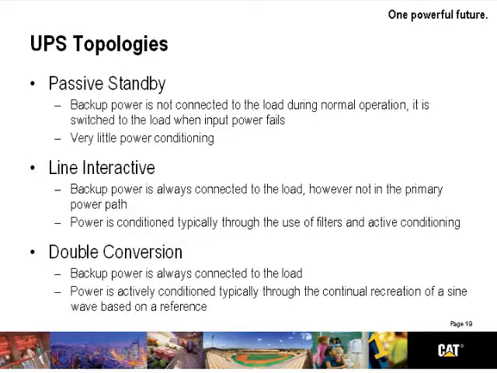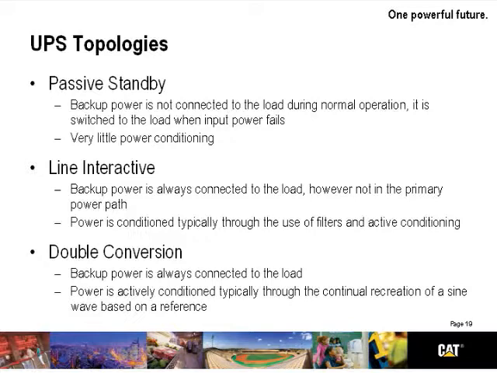Passive standby. This is where the backup power is not directly connected to the main power path, or during normal operations you'll find it available but not connected. There's very little line conditioning going on in a standby UPS. These are great for under-the-desk, kind of at-home type of applications.